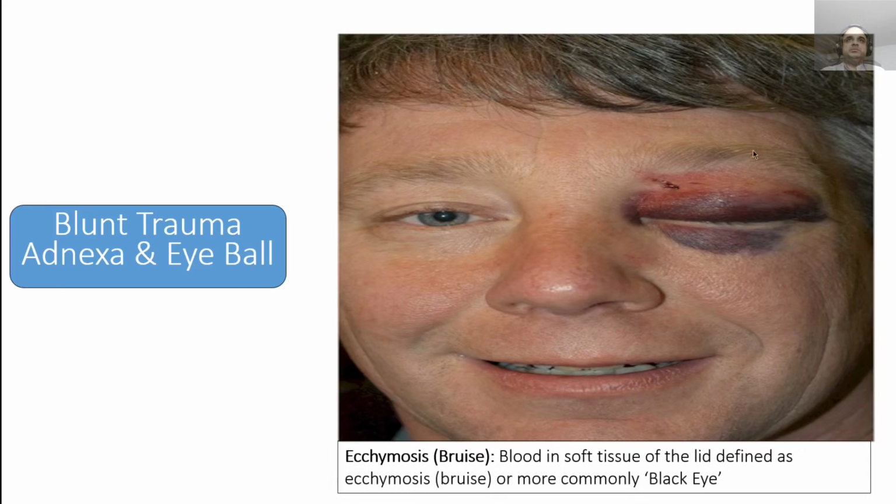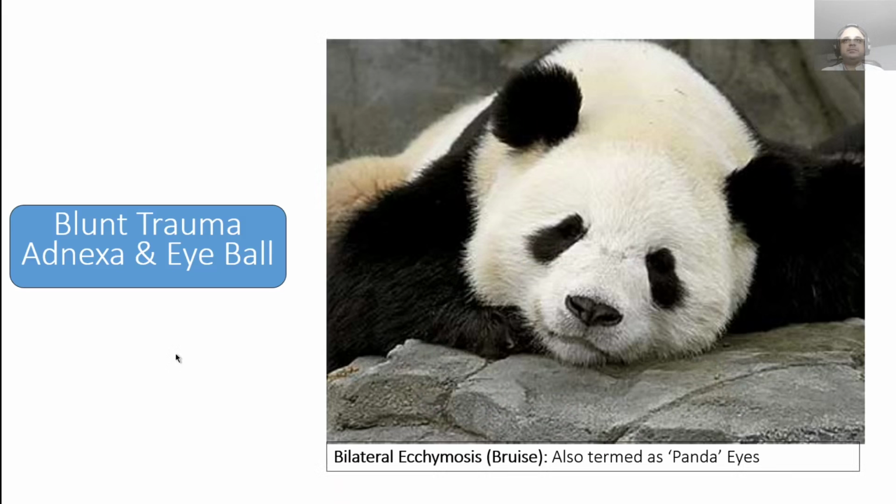So bruise, it's called ecchymosis, a collection of blood in soft tissues. Chemosis is a special term used to describe conjunctival edema. Ecchymosis is a general term that is used to describe a bruise or collection of blood in soft tissues. Black eye, panda eyes, a bruise in both eyes.